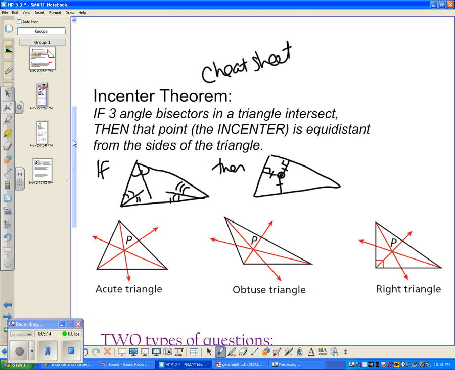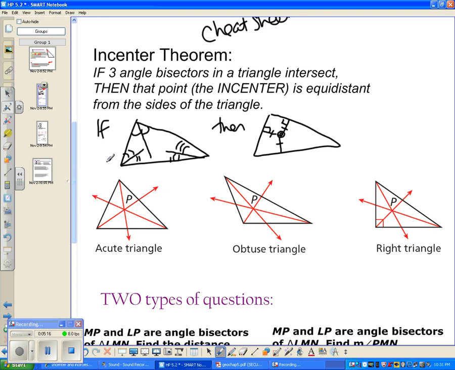Okay, so the cool thing about the incenter, the reason why it's called the incenter, is because if we talk about the three different types of triangles, an acute triangle, an obtuse triangle with one obtuse angle, and a right triangle with one right angle, the incenter is always going to be inside the circle, hence incenter. Okay, so we have the incenter. We know what it is. We know why it's so special because it's congruent to all the sides. Now we're going to apply it.